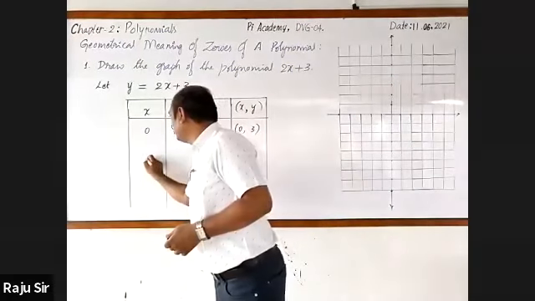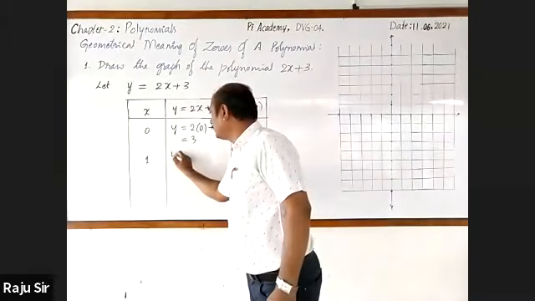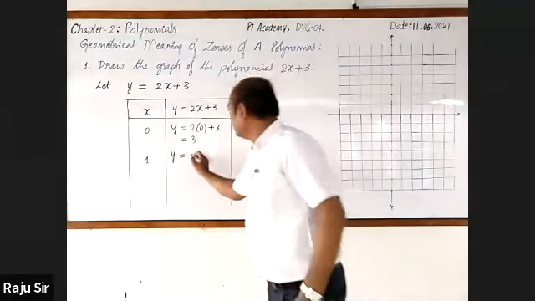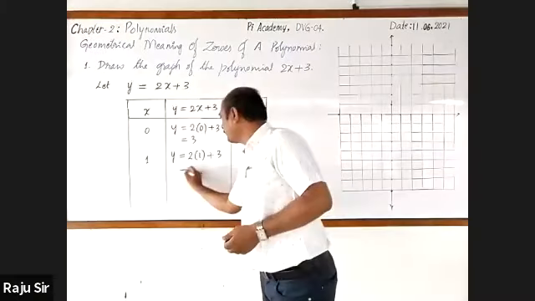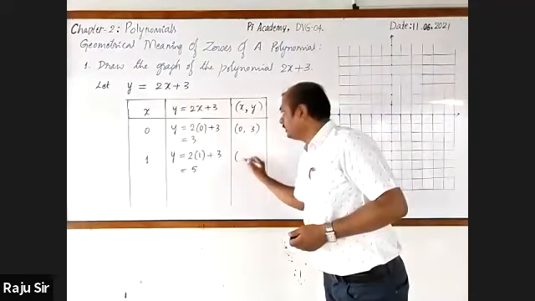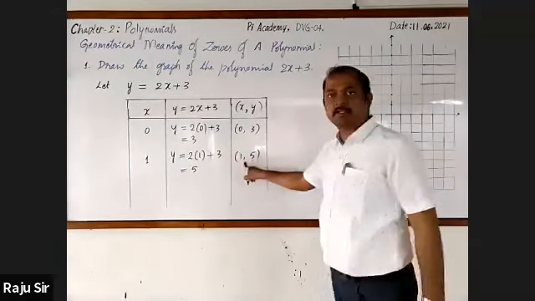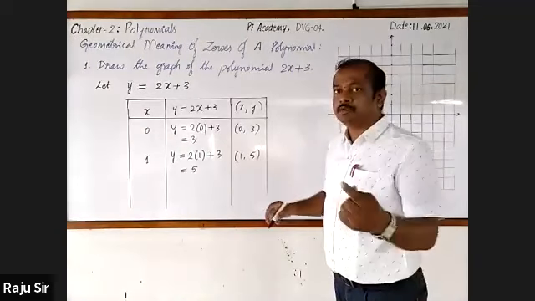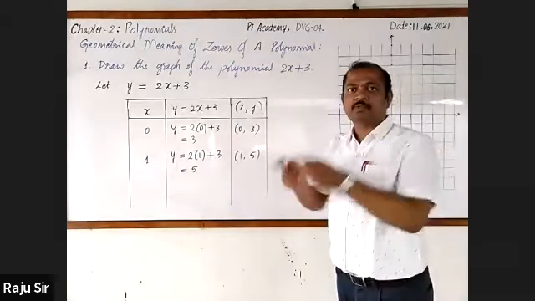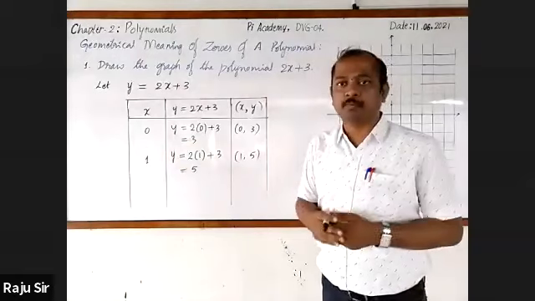Let us take the second point. You may take 1. In place of x, let us take 1. y is equal to 2 into 1 plus 3. 2 ones are 2, plus 3. This is 5. Then, in ordered pair, it is (1, 5). That is, when x is 1, y is 5. 2 points are enough, because to draw a line, we need only 2 points. Let me go for finding one more point.